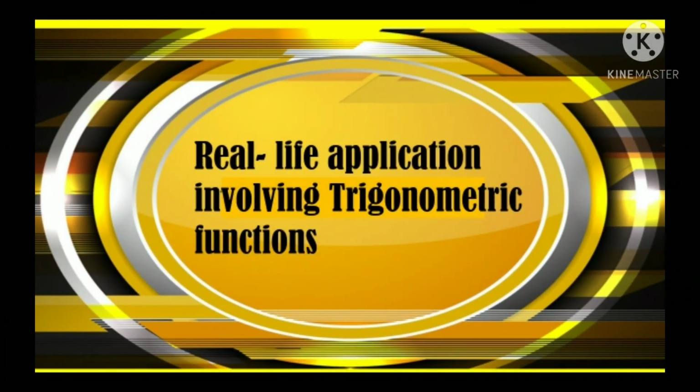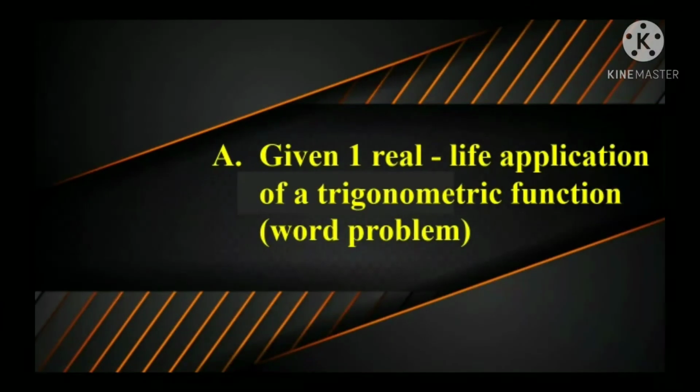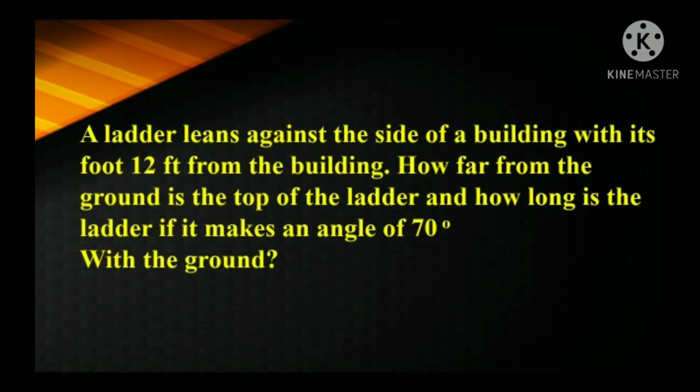Real-life application involving trigonometric function. Letter A. Give one real-life application of a trigonometric function word problem. A ladder leans against the side of a building with its foot 12 feet from the building. How far from the ground is the top of the ladder, and how long is the ladder if it makes an angle of 70 degrees with the ground?